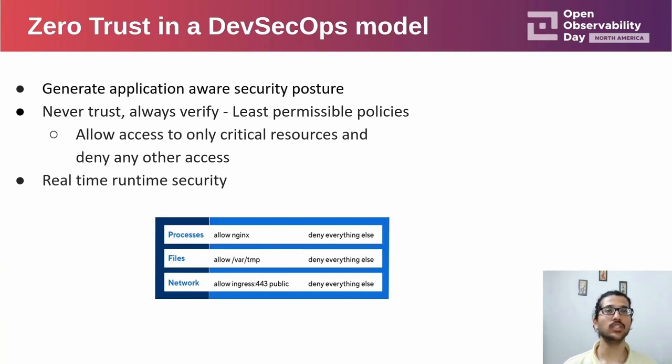The idea is to achieve zero trust security setting in a DevSecOps model. It can be done by deriving least permissive security policies which can only allow essential resources required for running the application and deny everything by default, and do all this in real time, which means to generate security posture which is in sync with the application changes.